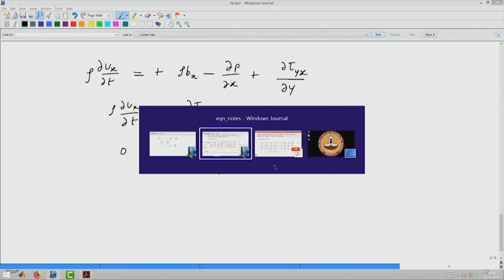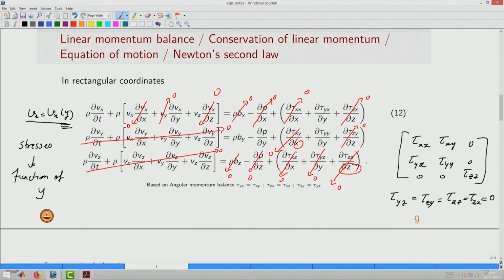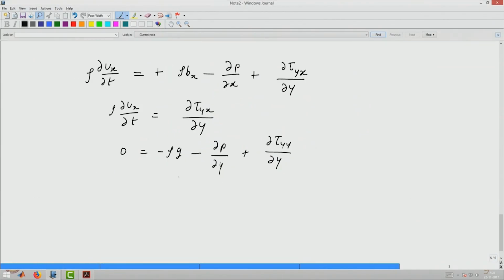So, this is the most general statement possible for parallel plate flow, and in the z direction all the terms are gone to 0. Therefore, we have only the x and y components. This is the x component of linear momentum balance and this is the y component of linear momentum balance.